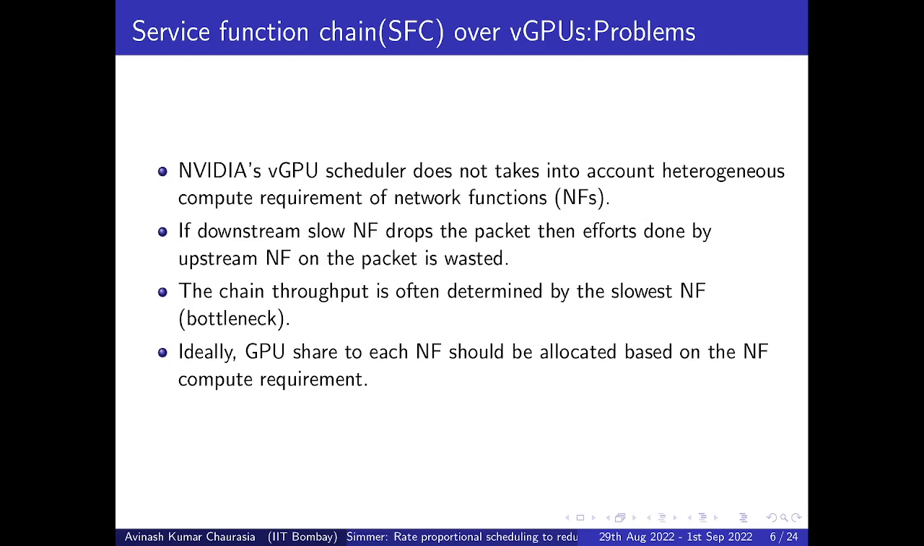The problem with NFV chaining over vGPU is the heterogeneous resource requirement of each VNF present in the chain. The vGPU scheduler schedules VM in a round robin on the GPU without considering the compute requirement of each VNF. Consider a scenario where a fast processing VNF is followed by a slow VNF in the chain. In such a scenario, slow VNF will drop packets already being processed by the last VNF, resulting in lower throughput. Ideally, GPU should be allocated to each VNF in proportion to their compute requirement, so that no packet drop occurs.